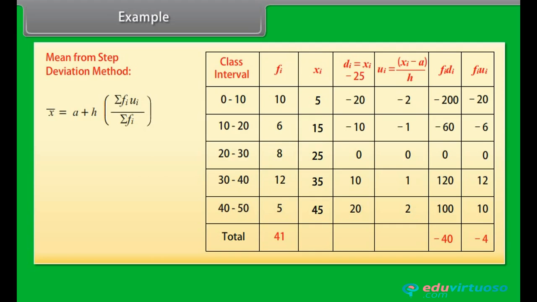After this, we find the mean using the step deviation method by using the formula: assumed mean plus h multiplied by summation of the product of fi and ui divided by summation of fi. 25 plus minus 4 by 41 multiplied by 10. 25 minus 0.98, 24.02.